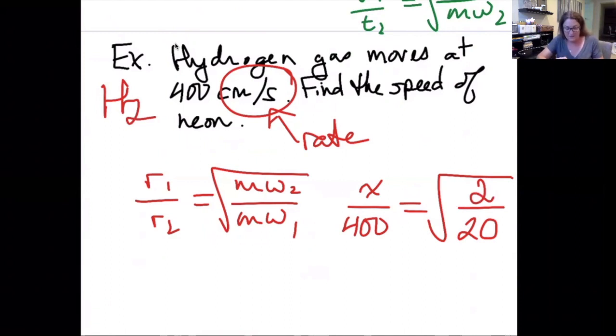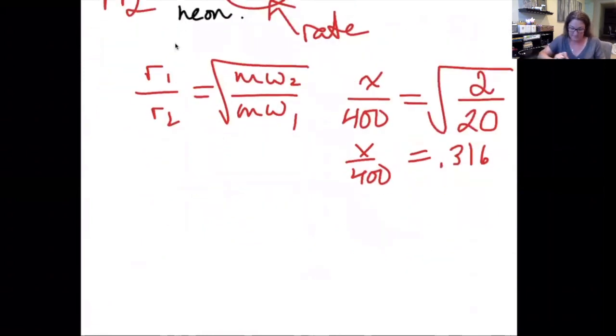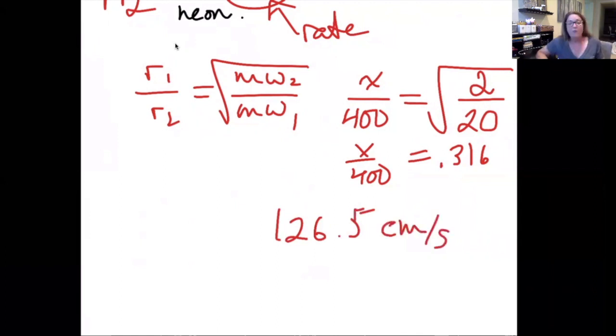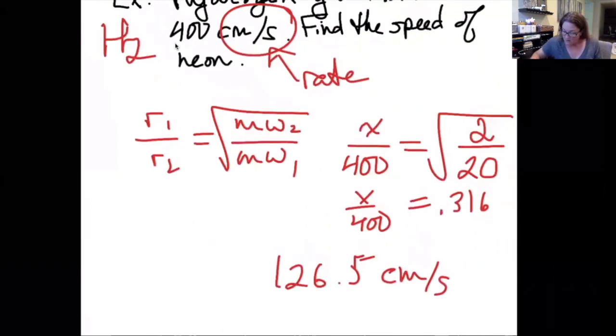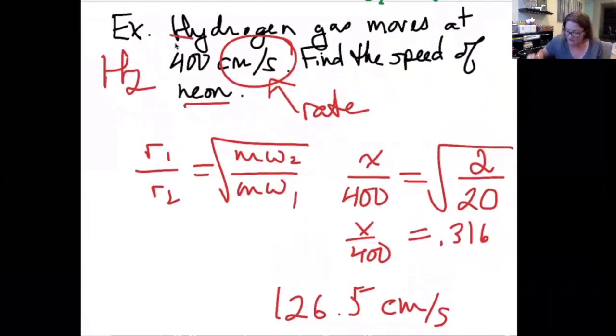So now solving, 2 divided by 20, I'm going to square root that side of the equation. And now I have x over 400 equals 0.316. Cross multiplying, I get 126.5. And the other rate was in centimeters per second, so this one's also in centimeters per second. Now, I want to consider, does this answer make sense? Neon is a heavier gas than hydrogen, so I should expect to get a slower rate for it than I did for hydrogen. Indeed, I did. A good sign.